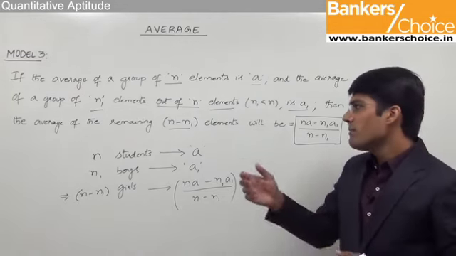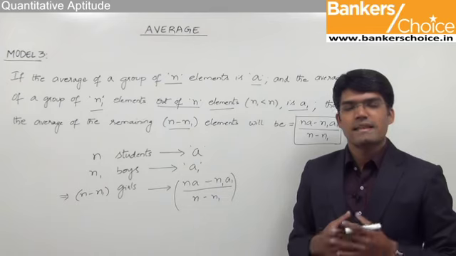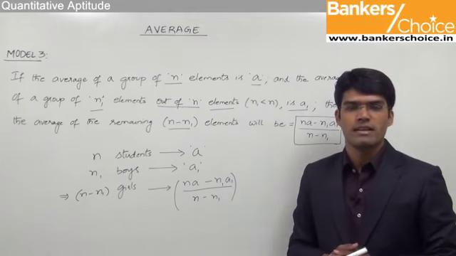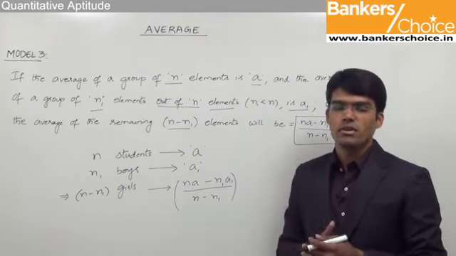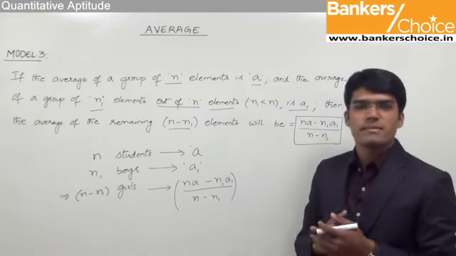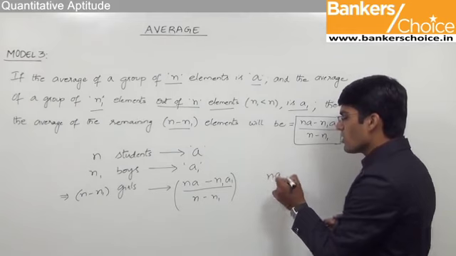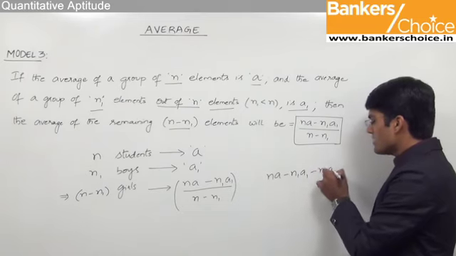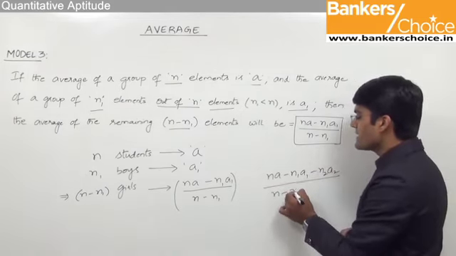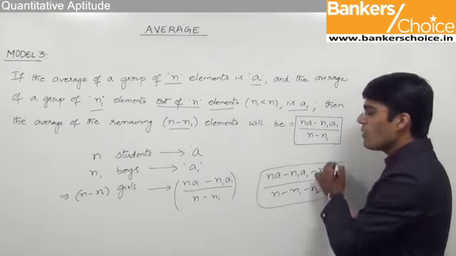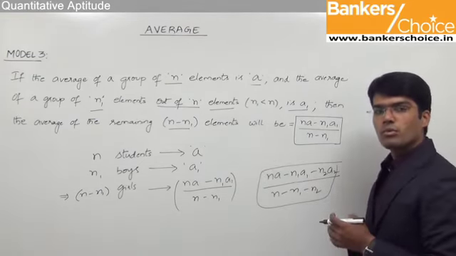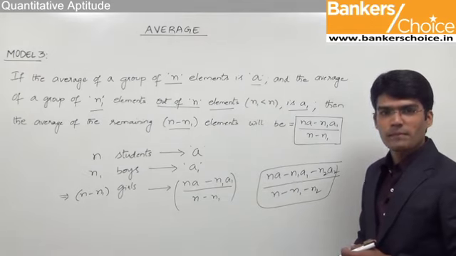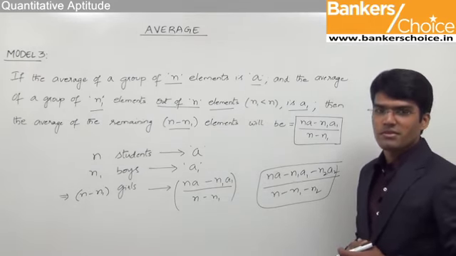Let us now take an example based on this model. In some cases, the average of the whole group is given, and out of that the average of two smaller groups is also given, and we are supposed to find out the average of the third group. Even in that case, the same concept is applicable, that is n into A, the total of the whole group, minus n1A1, the total of the first group, minus n2A2, the total of the second group, divided by n minus n1 minus n2. So this is how we can always find out the average of the left out group when the average of the remaining groups is given to us and the average of the whole group is also given. Let us now take an example based on this concept.